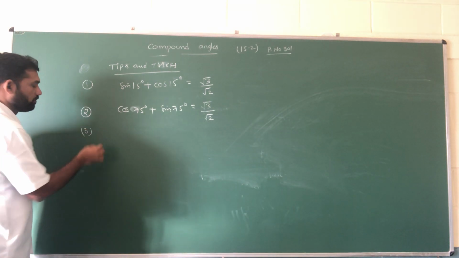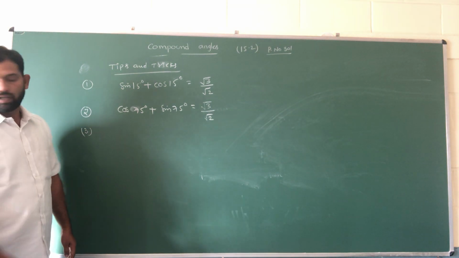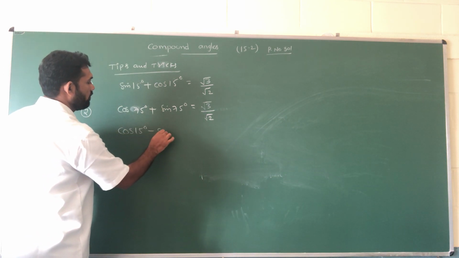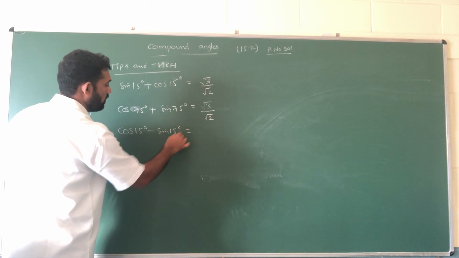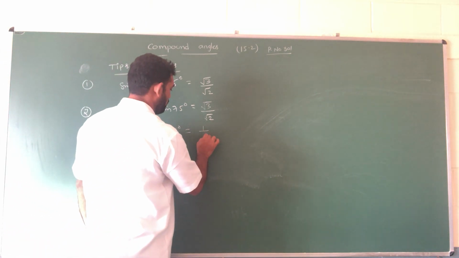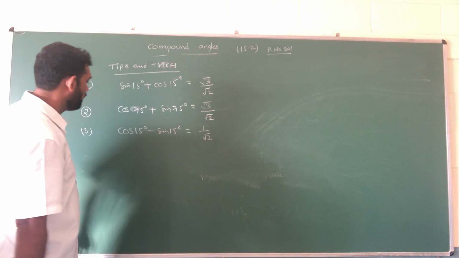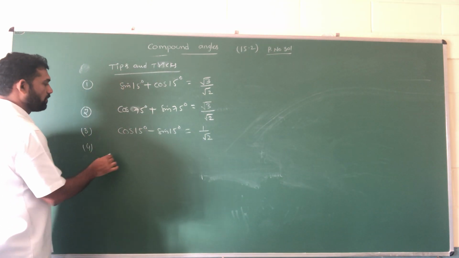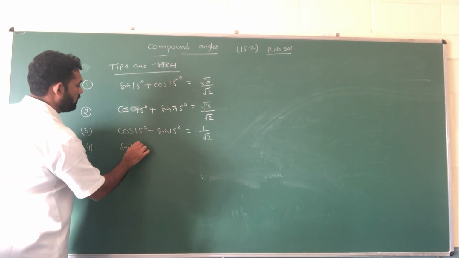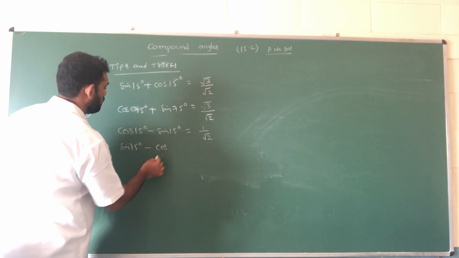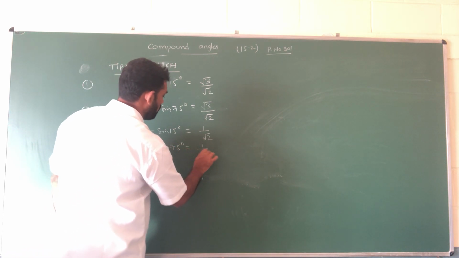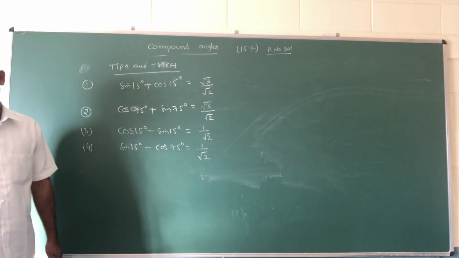Next, third one: cos 15 degrees minus sin 15 degrees, simplified, we are getting 1 by root 2. Next, fourth point: sin 75 degrees minus cos 75 degrees is equal to, this value also, 1 by root 2.